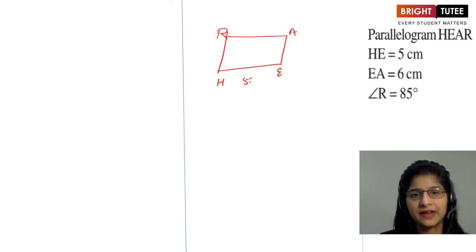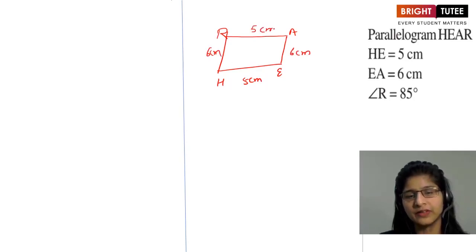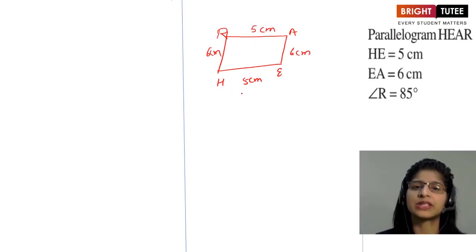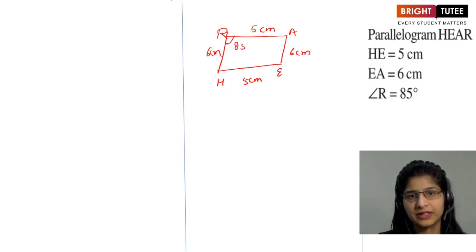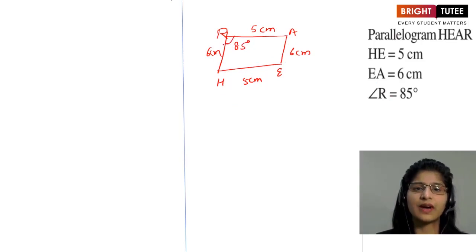So HE is given as 5 centimeter, EA is given as 6 centimeter. If this is 6, this will also be 6. If this is 5, this will also be 5, because in a parallelogram the opposite sides are equal and parallel. And we have been given angle R as 85 degrees. Clear? So like this we are given. So if R is 85 degrees, what about E? E will also be 85 degrees, right?